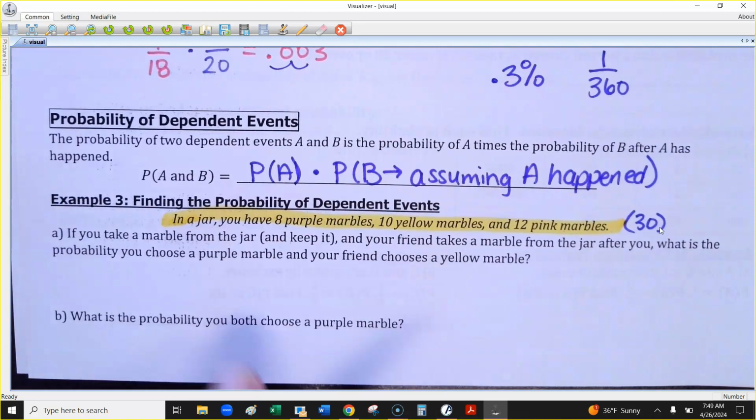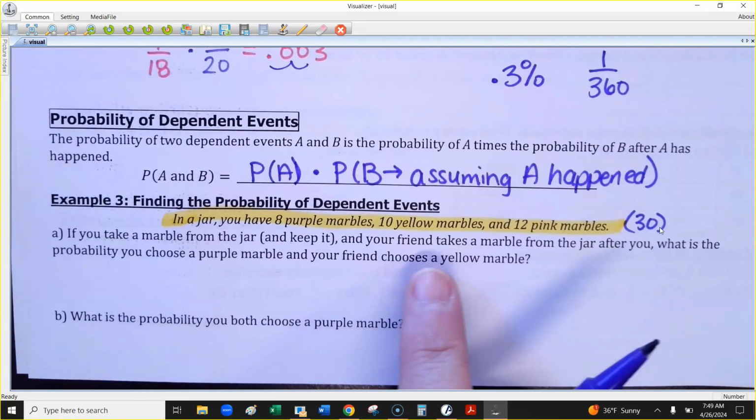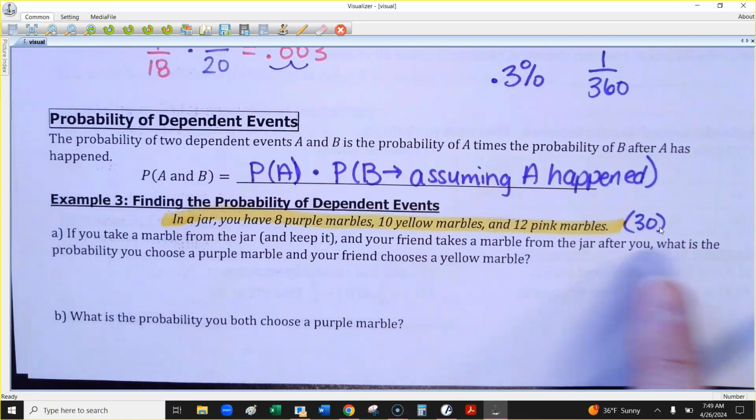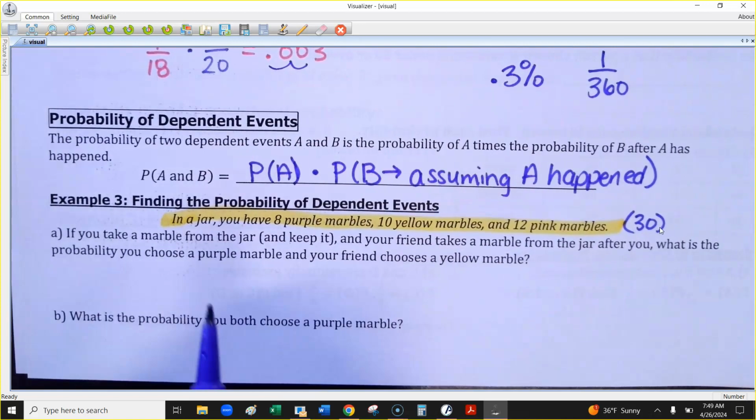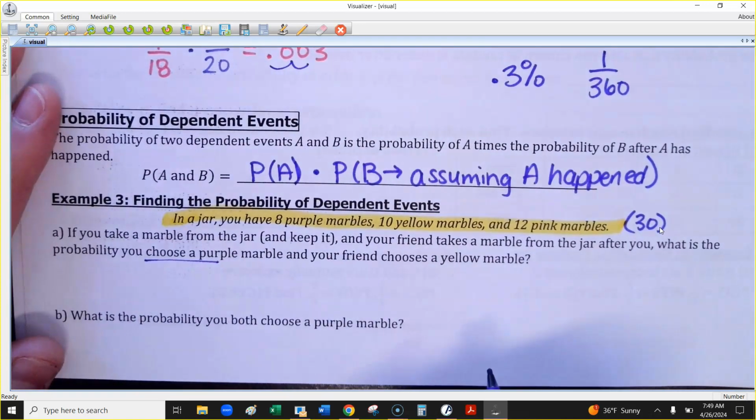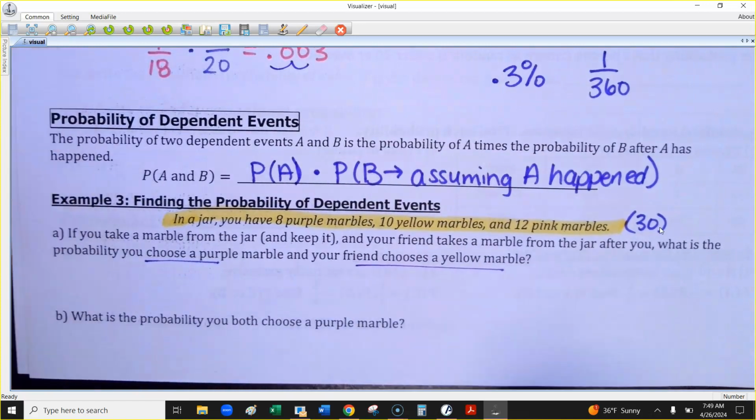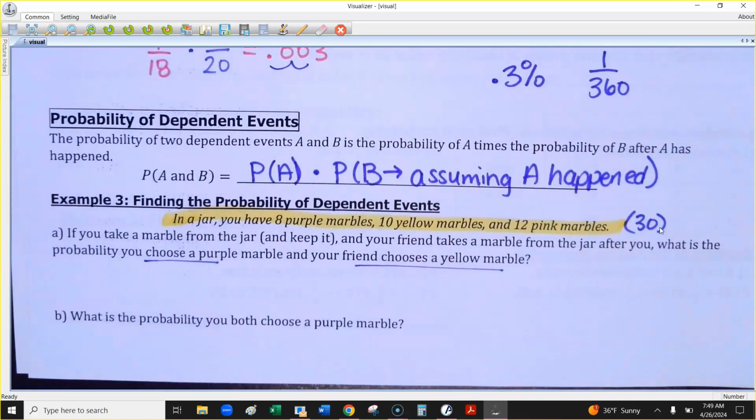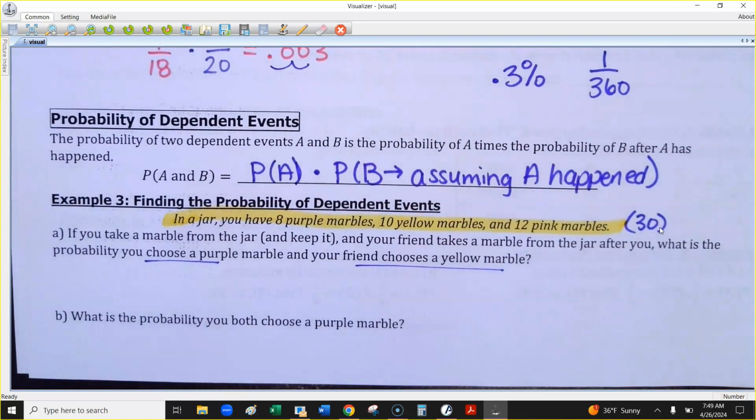So I take a marble out, then your friend comes and takes a marble after you. What's the probability you choose a purple, and then your friend chooses a yellow? So those are the 2 events. So you're going to go first. What is the probability, bless you, don't worry about reducing fractions. What's the probability the first person would grab a purple marble out of that jar? What do you think? Say that one more time.